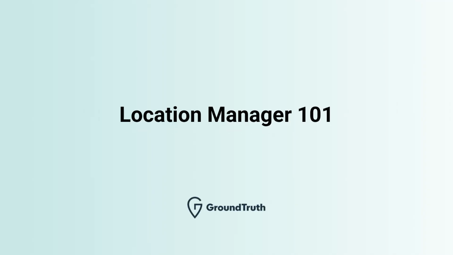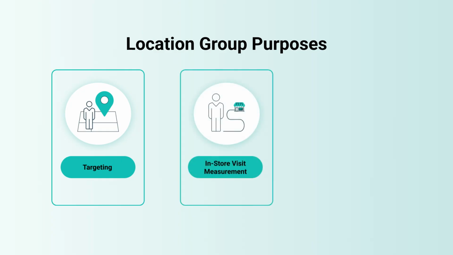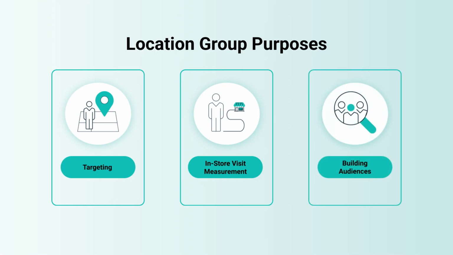In this tutorial, we'll walk through Location Manager. This is a tool that lets users create and maintain a custom list of business locations, which we call location groups. Location groups can be used for three purposes: targeting specific businesses, in-store visit measurement for foot traffic attribution, and building audiences based on visitation history.